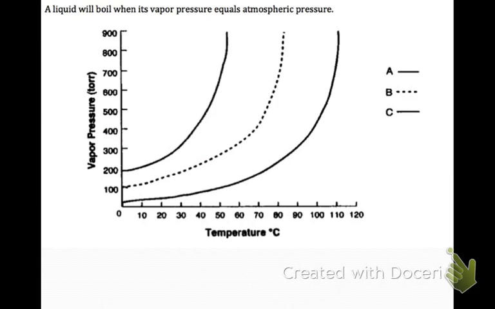In your packet, you'll have a set of questions. This is actually what the first one looks like. So I'm going to grab mine. Here's this: liquid will boil when its vapor pressure equals the atmospheric pressure. So again, when vapor pressure equals the atmospheric pressure, whatever temperature that is, that's where that substance will boil. Notice here, this is in torr. Our last one, in Table H, was in kPa.